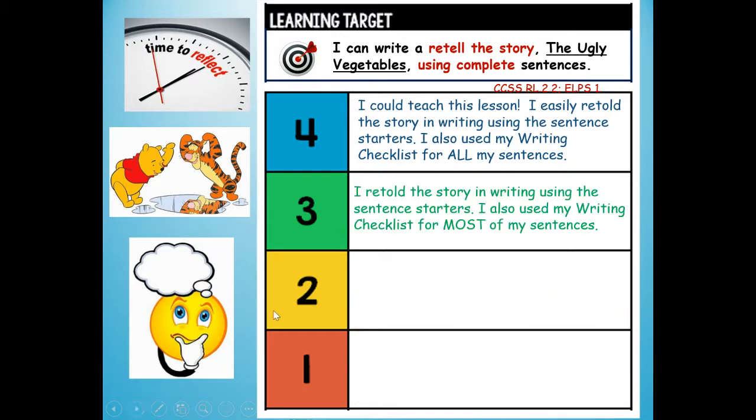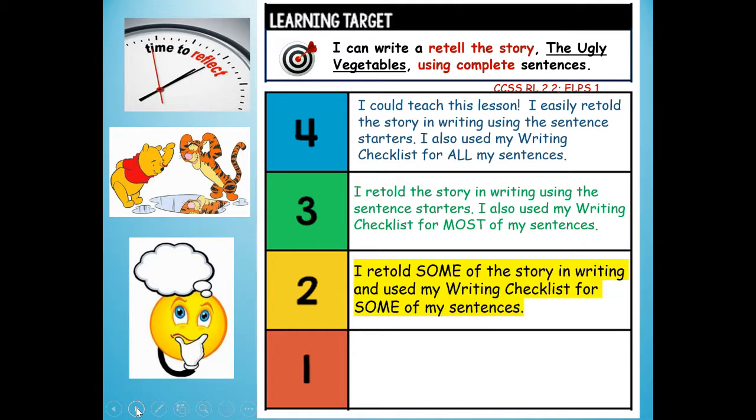Or would you give yourself a 3? I retold the story in writing using the sentence starters. I also used my writing checklist for most of my sentences. Or 2, I retold some of the story in writing and used my writing checklist for some of my sentences. Or 1, I did not retell the story and did not use my writing checklist. How do you think you did today? Reflect on your learning. 4, 3, 2, or 1.